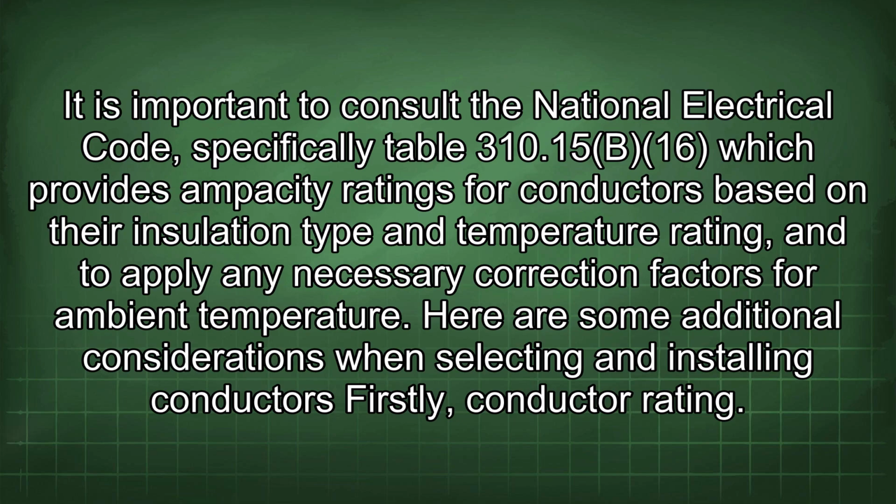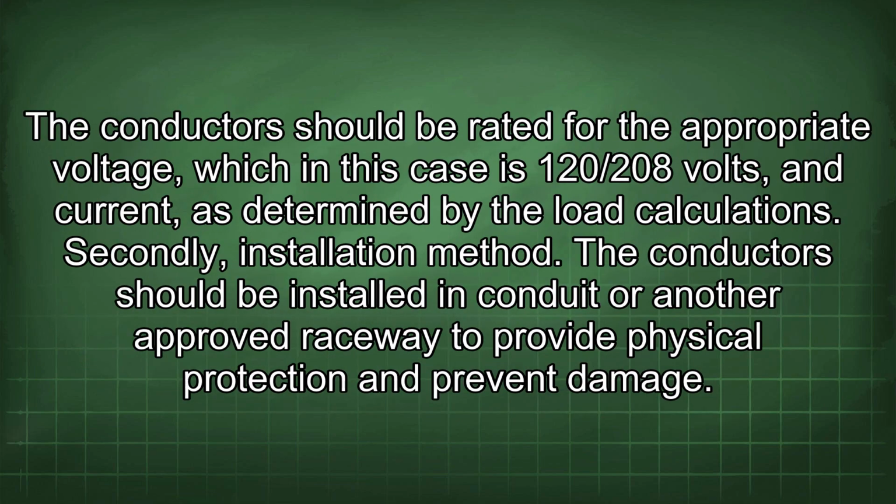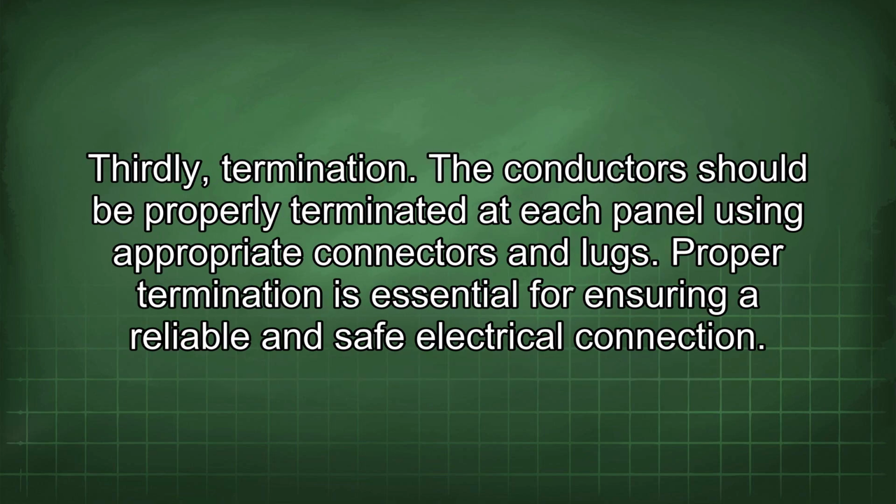Here are some additional considerations when selecting and installing conductors. Firstly, conductor rating. The conductor should be rated for the appropriate voltage, which in this case is 120/208 volts, and current, as determined by the load calculations. Secondly, installation method. The conductors should be installed in conduit or another approved raceway to provide physical protection and prevent damage. Thirdly, termination. The conductors should be properly terminated at each panel using appropriate connectors and lugs. Proper termination is essential for ensuring a reliable and safe electrical connection.